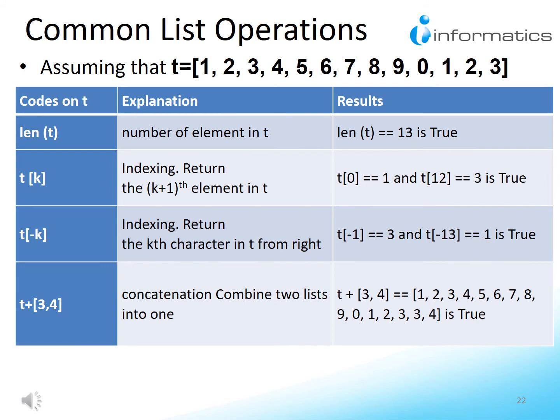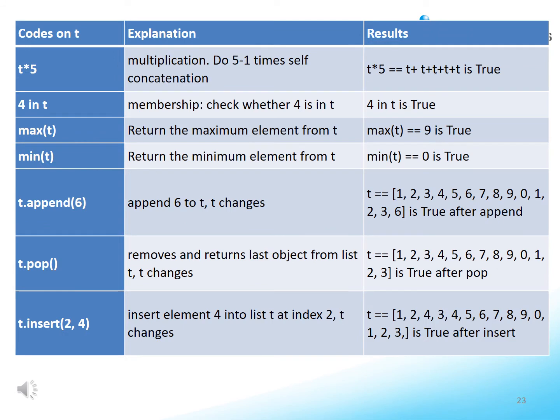T-13 returns 1. Concatenation: combine two lists into one. For example, T plus 3, 4 returns the combined list that contains 15 elements. Multiplication: T times k performs self-concatenation k-1 times, and returns the resulting list. For example, T times 5 performs self-concatenation 4 times, and the returned value is the same as T plus T plus T plus T plus T.